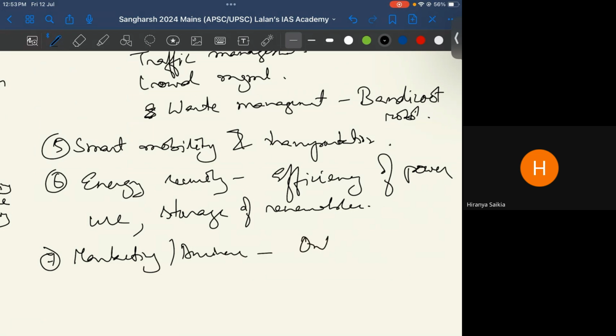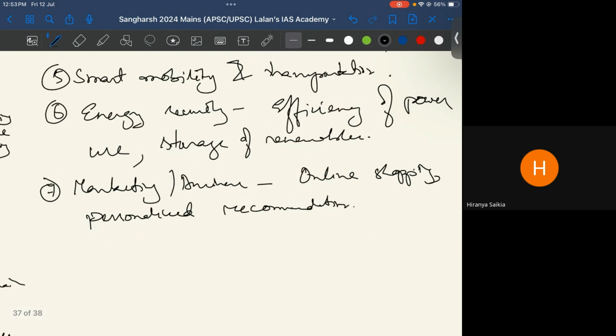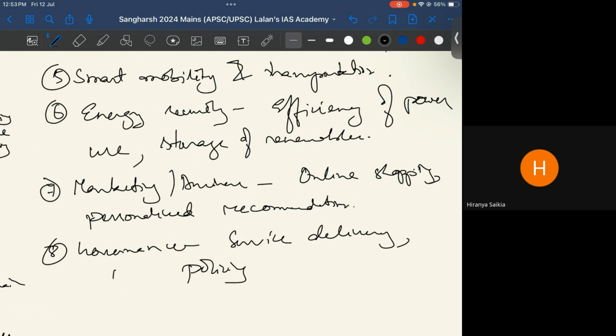Online shopping. এইবিলাকতো এতিয়া আছে অনলাইন বিহেভিয়াৰৰ কাৰণে, যিবিলাক personalized recommendations. তাৰপিছত ধৰক গভাৰ্নেন্সৰ কাৰণে সার্ভিস ডেলিভারি, policing, better policing, and law enforcement.